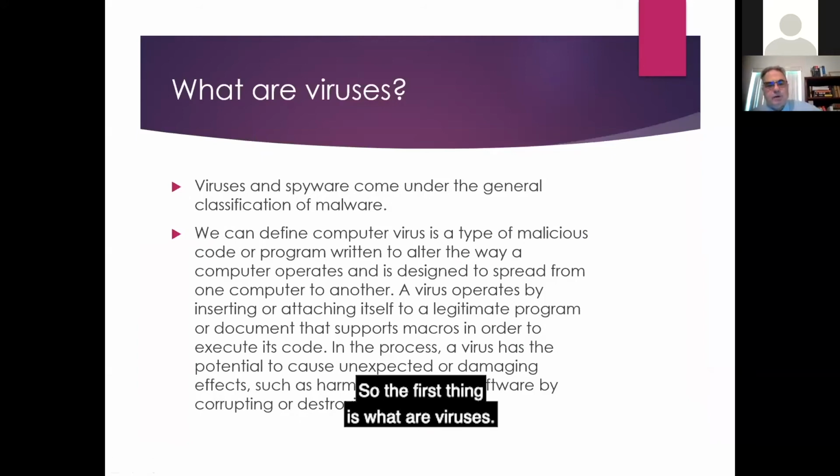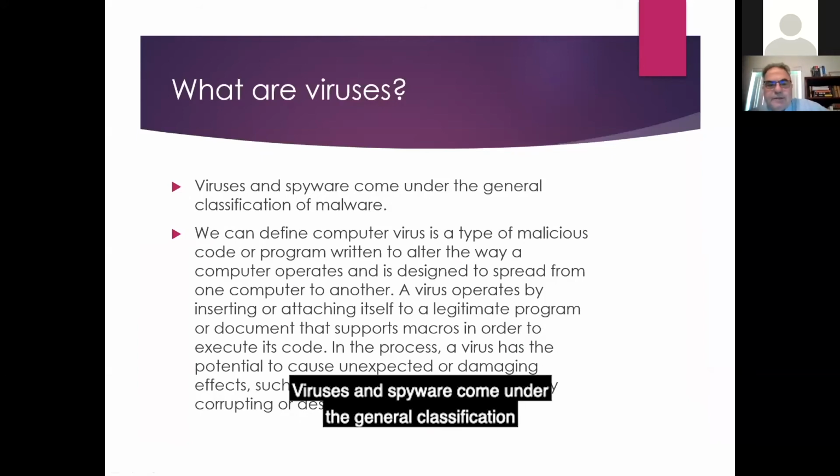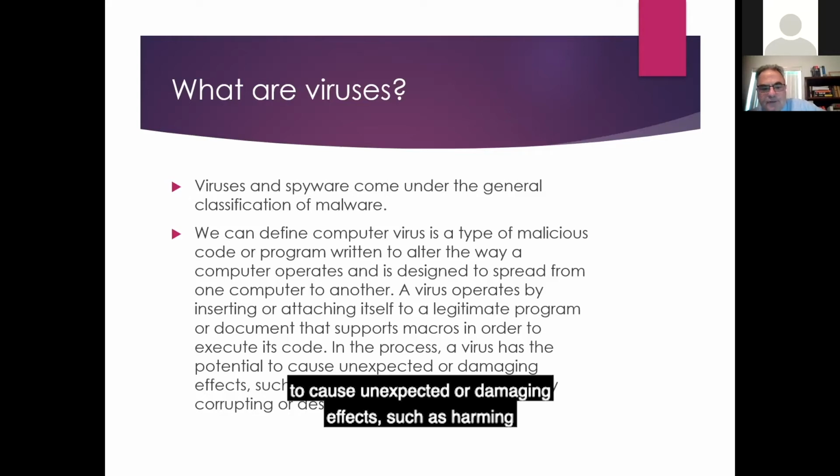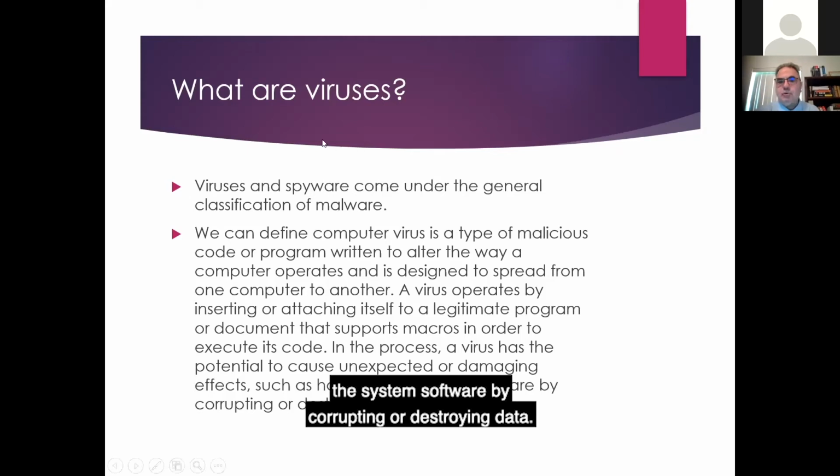So the first thing is, what are viruses? Viruses and spyware come under the general classification of malware. We can define a computer virus as a type of malicious code or program written to alter the way a computer operates and is designed to spread from one computer to another. A virus operates by inserting or attaching itself to a legitimate program or document that supports macros in order to execute its code. In the process, a virus has the potential to cause unexpected or damaging effects, such as harming the system software by corrupting or destroying data.